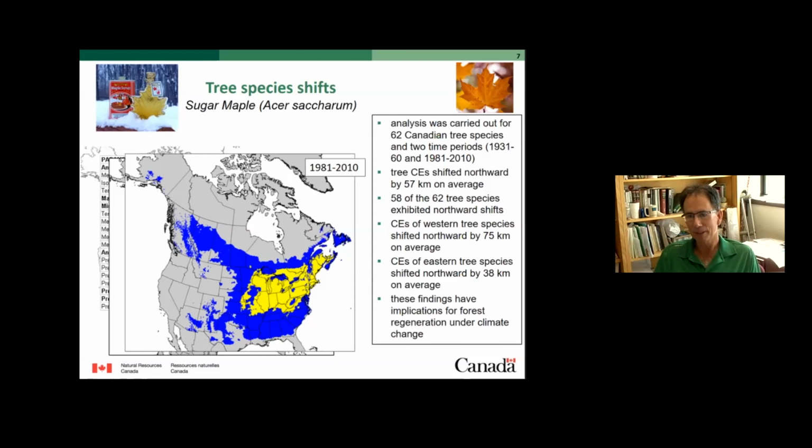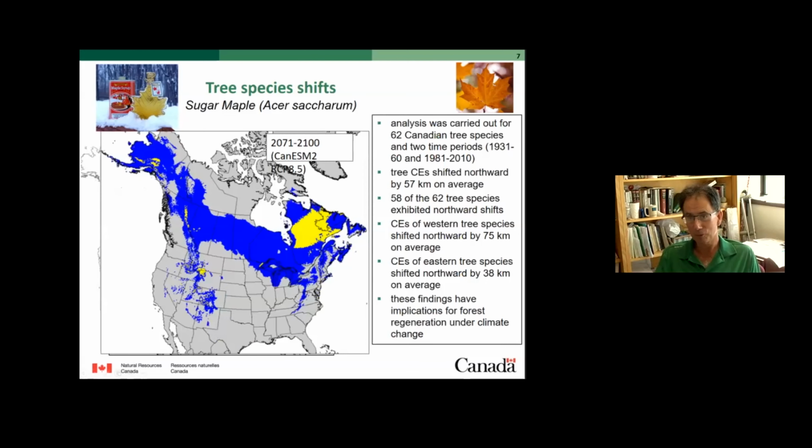And we're not saying in the maps that you'll see that, right here is the 2071 to 2100 projection for the Canadian climate model, one of the climate models. You'll see this so-called yellow or core area shifting significantly into northeastern Canada, and mostly in Quebec.